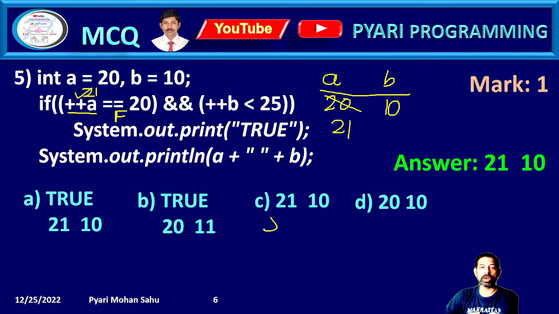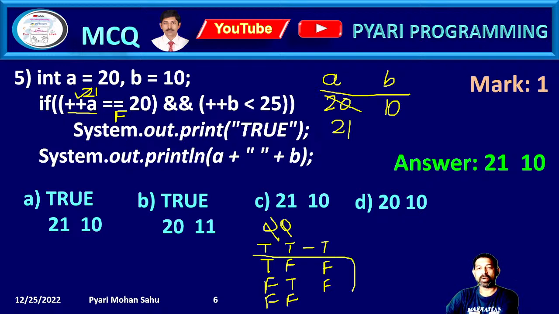And in case of the AND operator we know if both the conditions are true, the result is true. If one is true, another is false, the result is false. If one is false, another is true, the result is false. If both are false, the result is false. So we can clearly see that if either one of the conditions is false, the result is false.